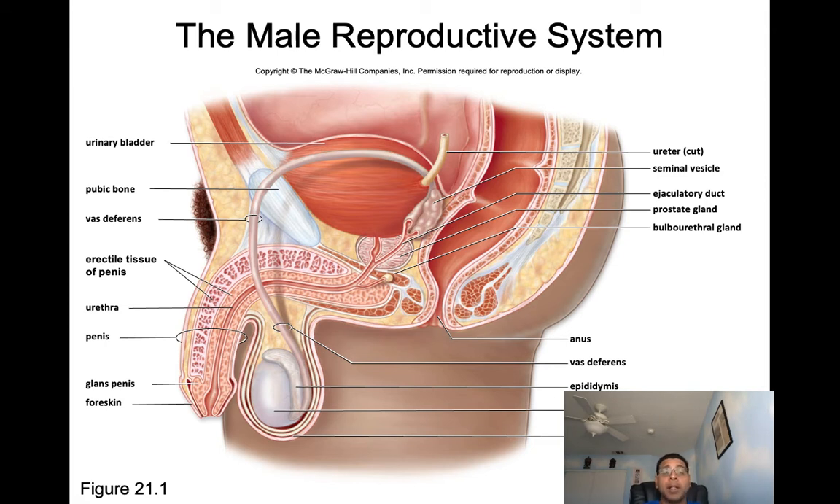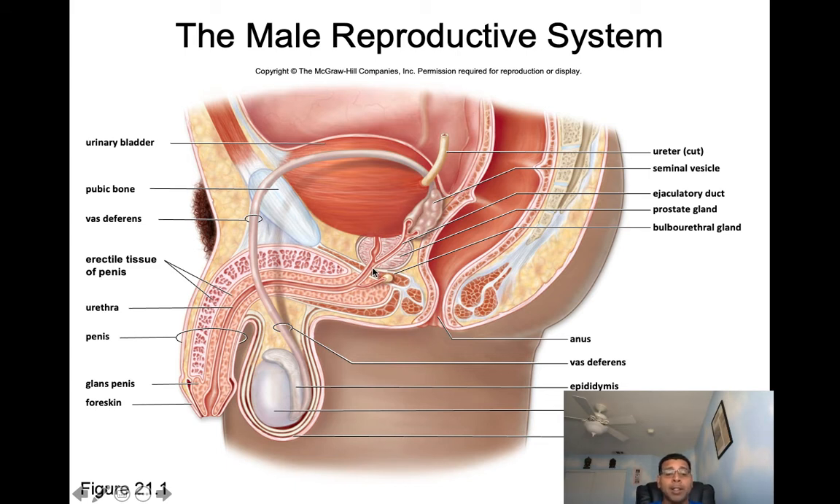Now, from the epididymis, sperm is going to travel to the vas deferens, as we can see there. Each vas deferens is going to travel to the abdominal cavity, around the bladder, and it's going to empty its contents into the ejaculatory duct, which we can see connects to the urethra.